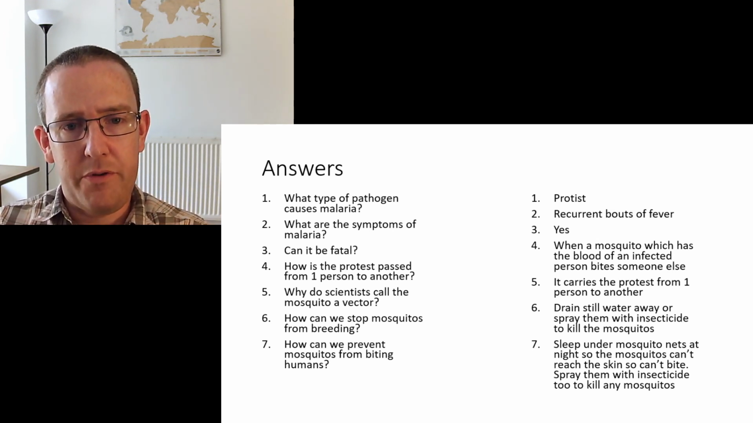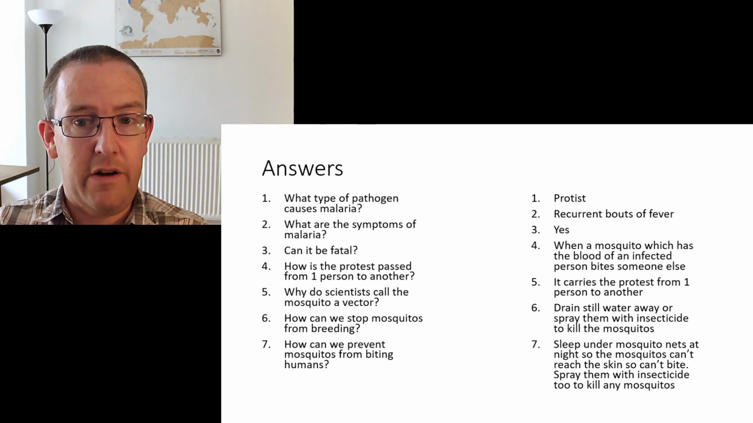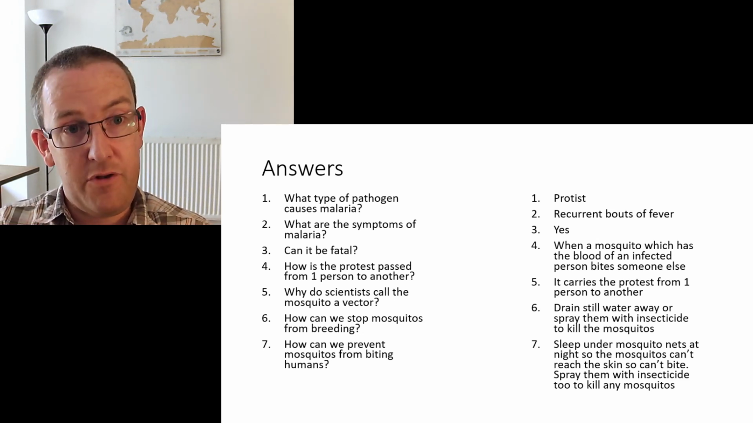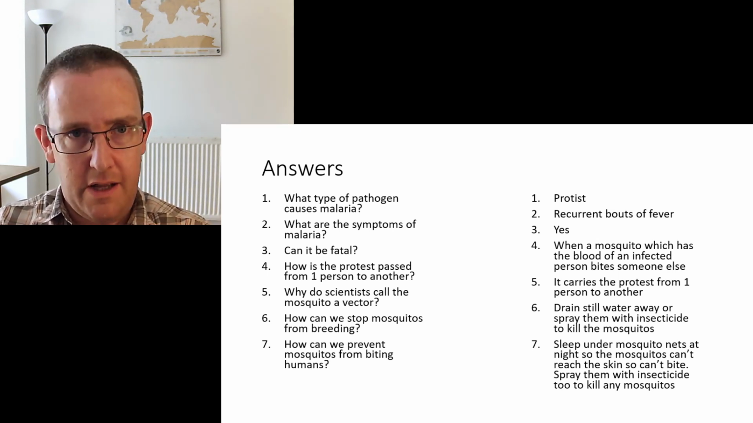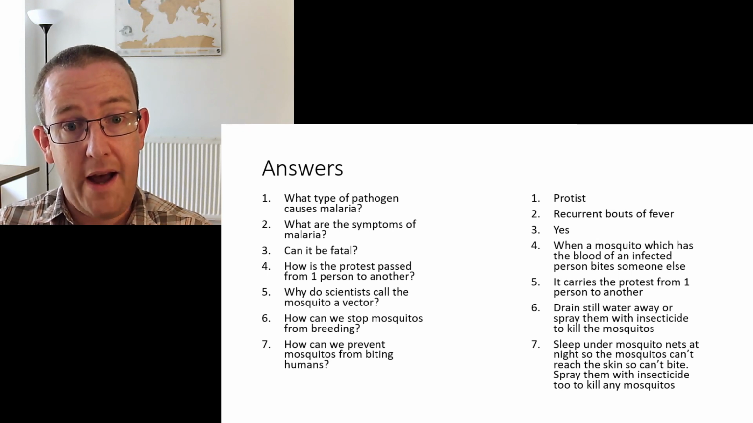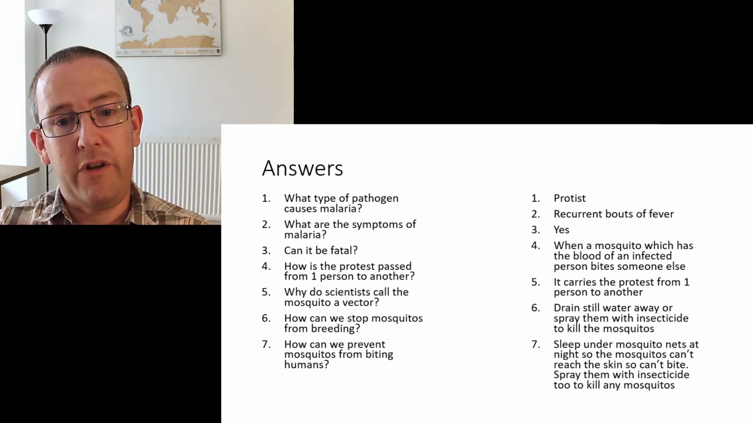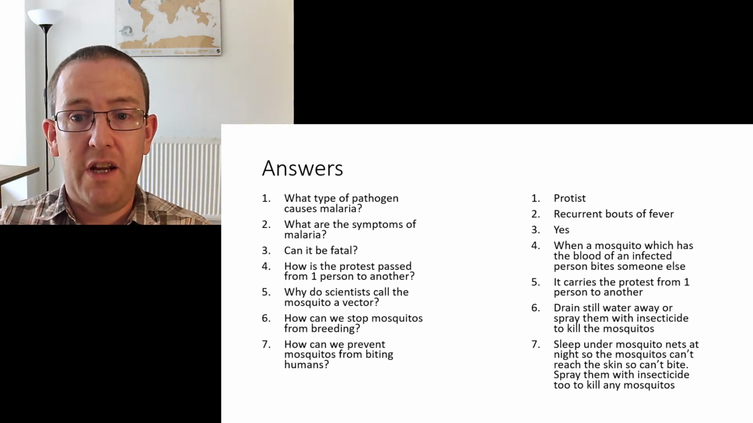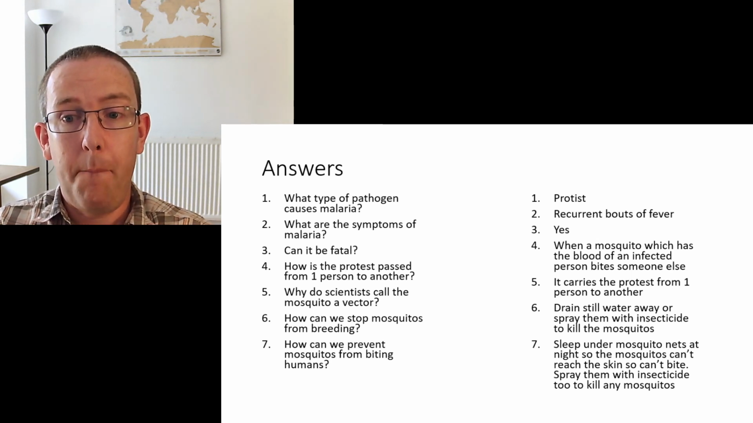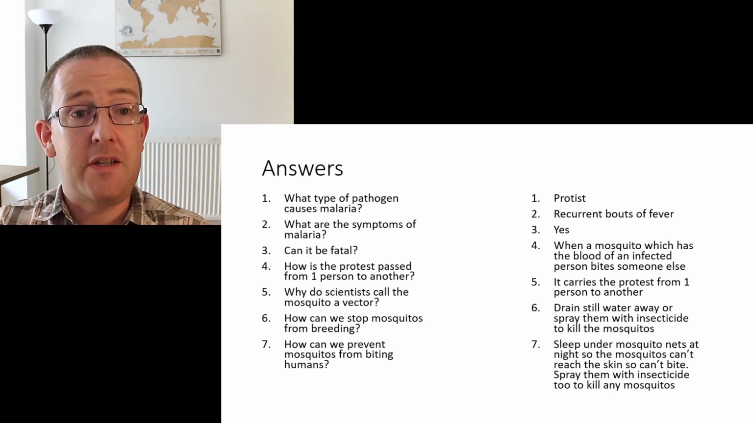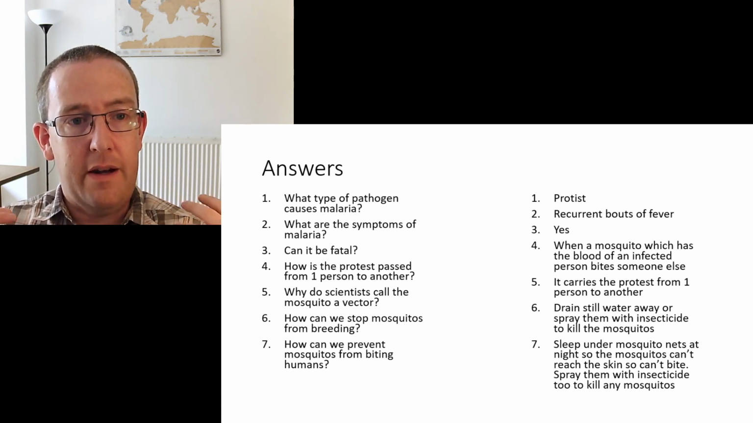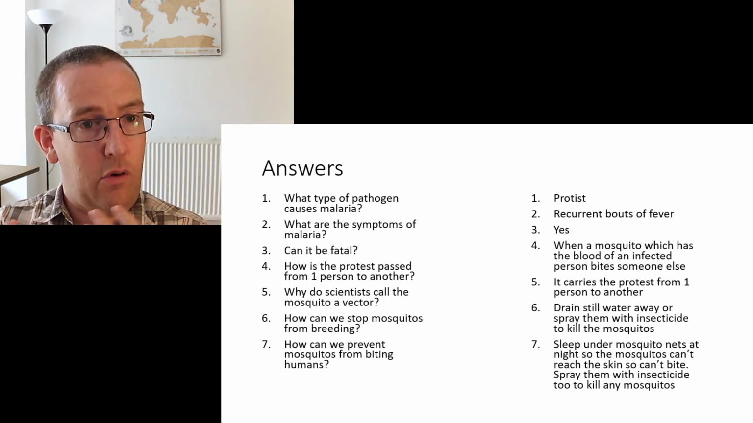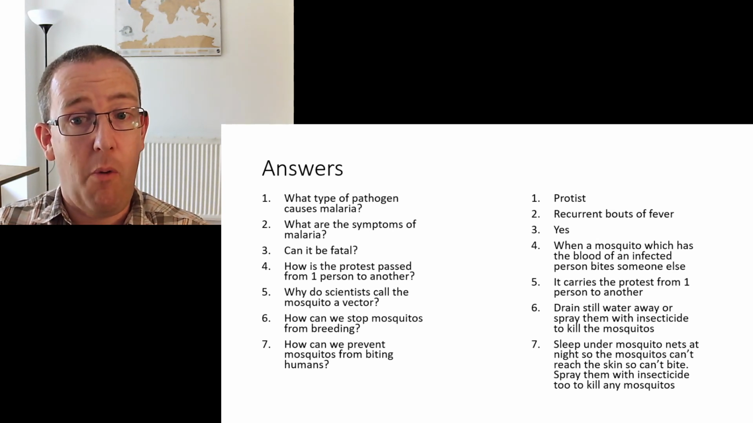How can we stop mosquitoes from breeding? We can either drain water away, use insecticide, use some genetic techniques. However, these do have impacts on ecosystems, and there's a cost benefit to weigh up there. And how can we prevent mosquitoes from biting humans? Sleeping under mosquito nets at night so mosquitoes can't bite, and obviously when you're in the tropics, wearing insect repellent, things like DEET, and long-sleeved, long-leg clothes to stop them from biting you.